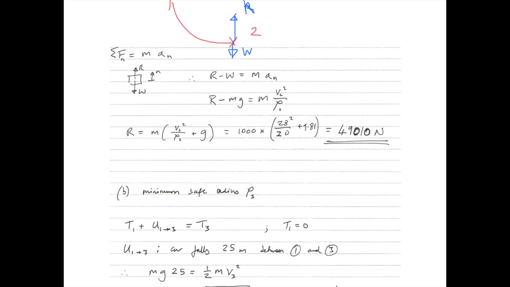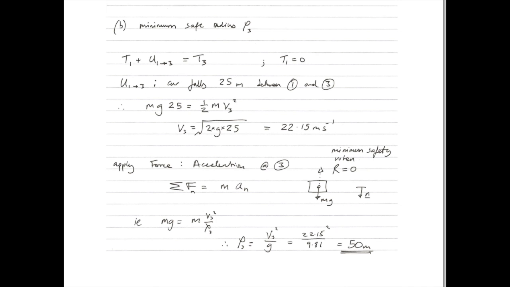Now we can easily make R the subject, and rearranging the known quantities, we can work out that the reaction force is just over 49,000 newtons. Now for part B, the minimum safe radius at P, and remember that we've gone down, and we've got to point 3 here. Again, we're going to look at the condition where the reaction force at 3 is 0. So this defines the minimum safe radius of curvature.